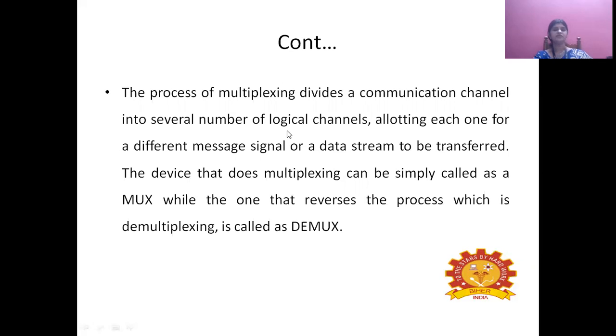The process of multiplexing divides a communication channel into several logical channels, allotting each one for a different message signal or data stream to be transferred. The device that does the multiplexing can be called a mux. The one that reverses the process, which is demultiplexing, is called the demux.